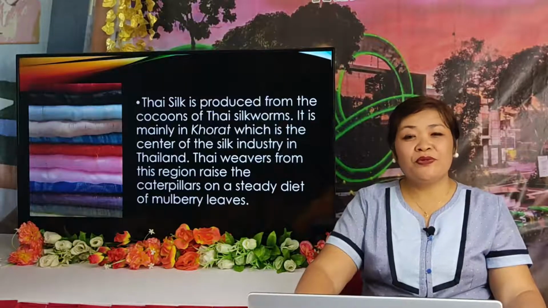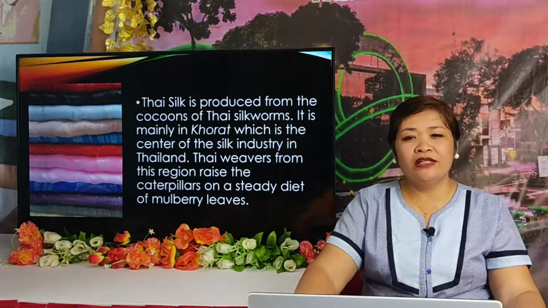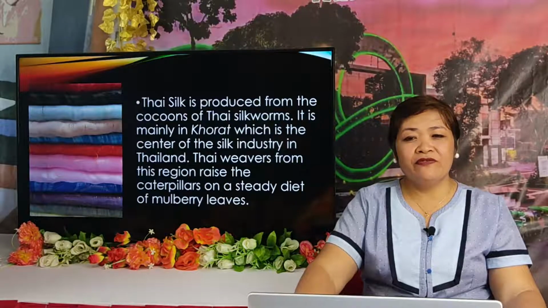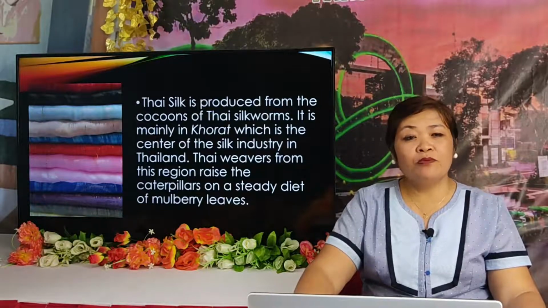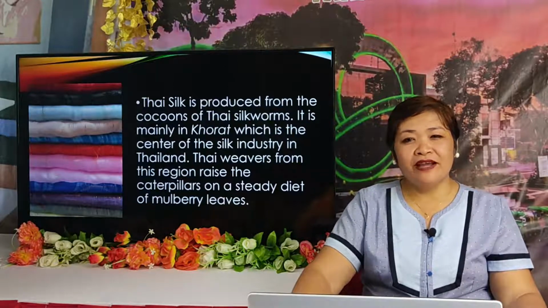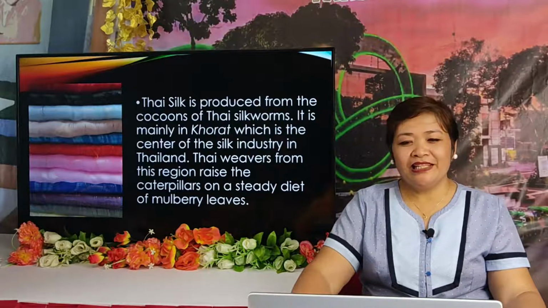Let's start with Thailand. Thai silk is produced from a cocoons of Thai silkworms. It is mainly in Korat, which is the center of silk industry in Thailand. Thai weavers from this region raise the caterpillars on a steady diet of mulberry leaves. Thai silk making is one of the finest arts in the world, a product of a unique manufacturing process and bearing patterns and colors. Now, let's proceed to Cambodia.